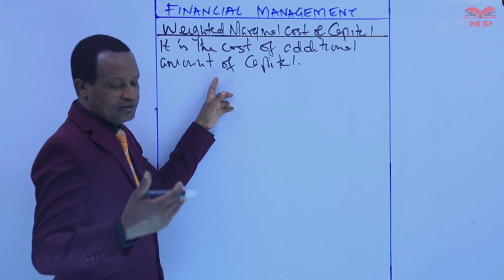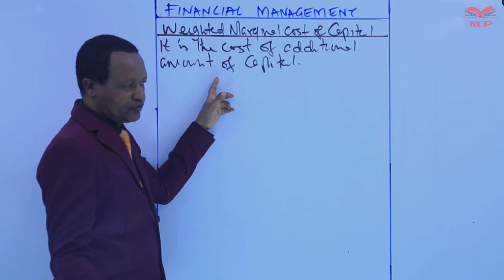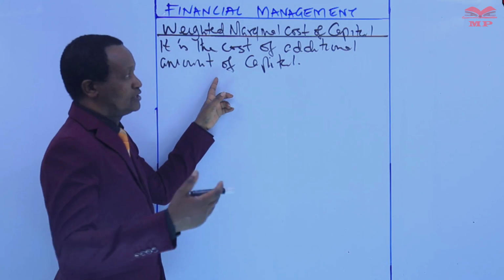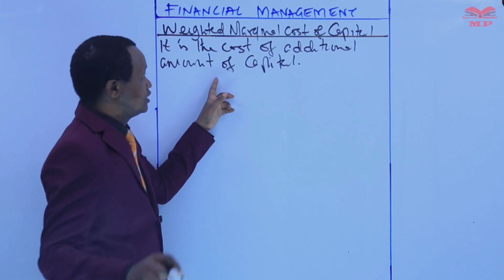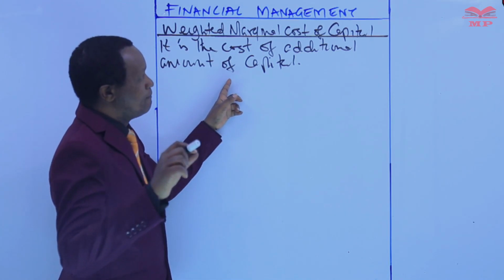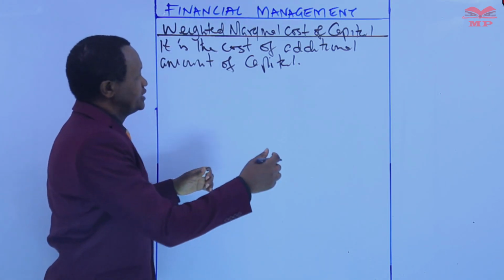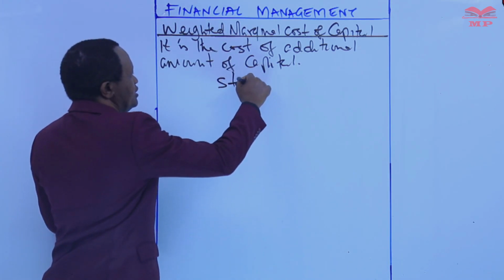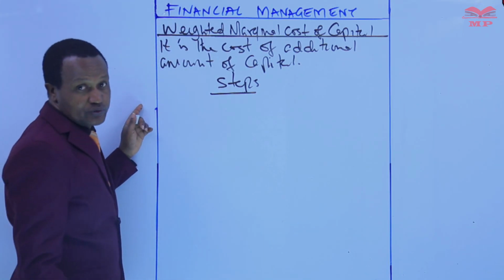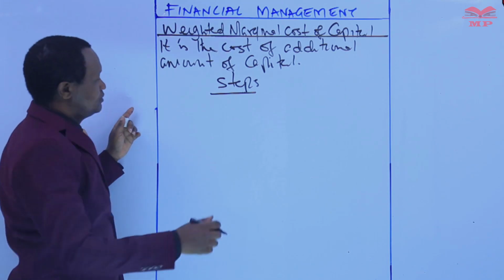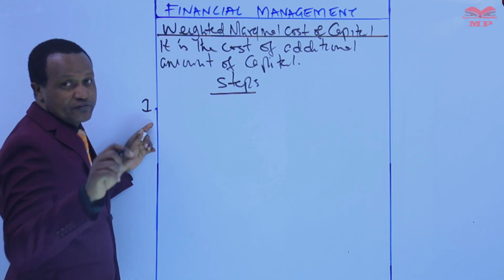If a company desires to raise additional capital to fund its capital projects, the cost of that additional capital is what we are referring to as the weighted marginal cost of capital. And there are just 3 steps in calculating the weighted marginal cost of capital. The first step is to compute cost of specific sources of capital.